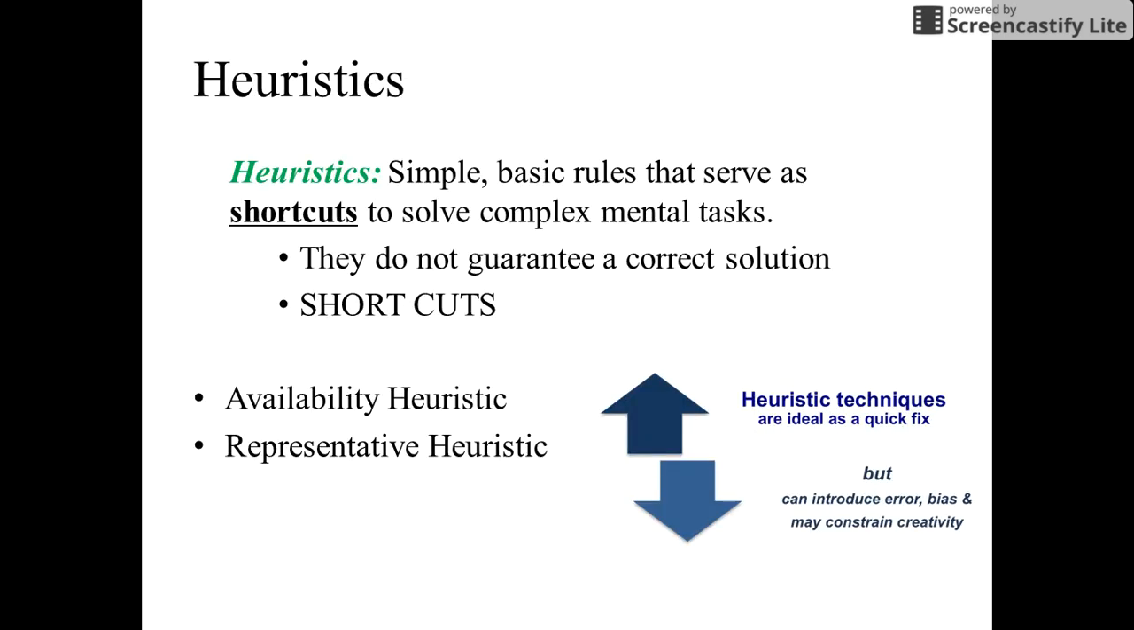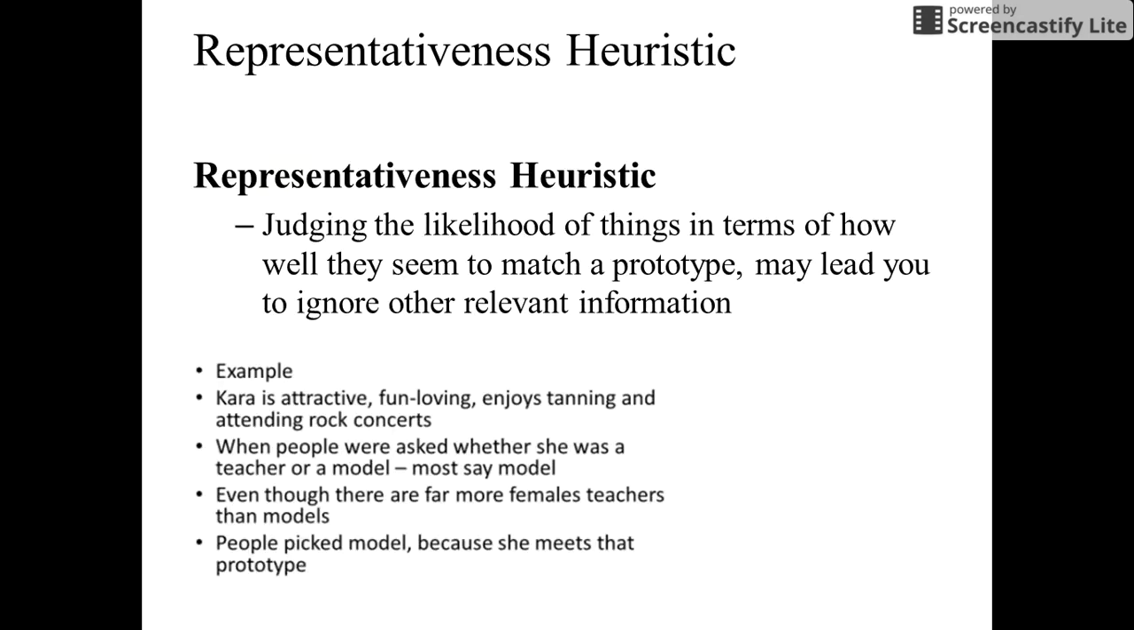So let's talk about heuristics. Heuristics, remember, is the way in which you solve a problem. It's a simple, basic rule that serves as a shortcut to complete a mental task. Okay, they don't always guarantee the correct solution. All right, there's two different types of heuristics that influence your decision. You have availability heuristics and representative heuristics. Let's first talk about representative heuristics.